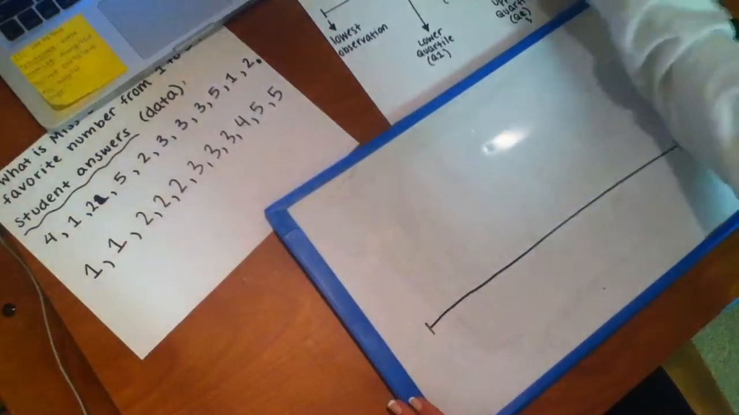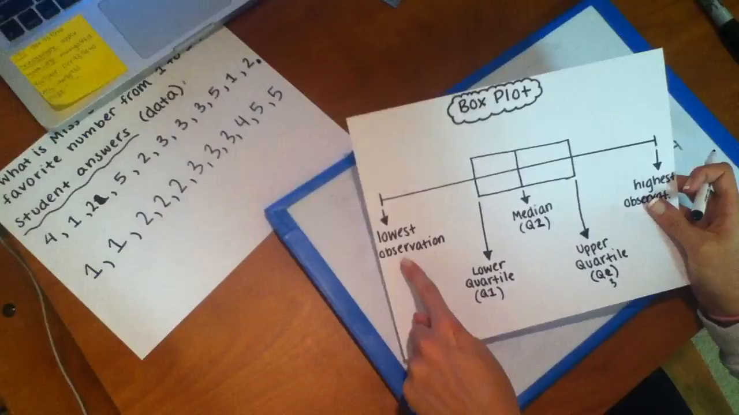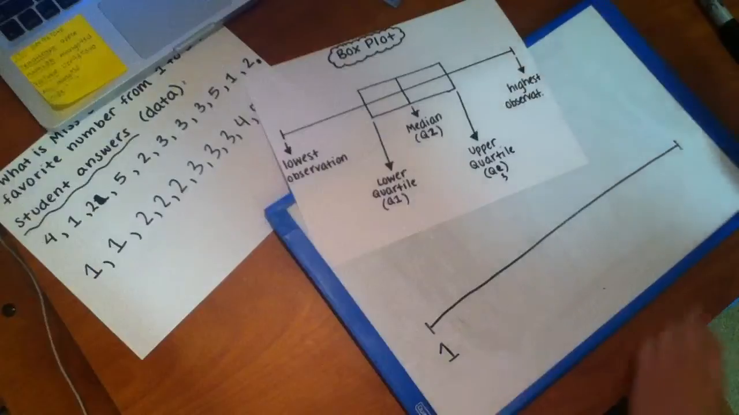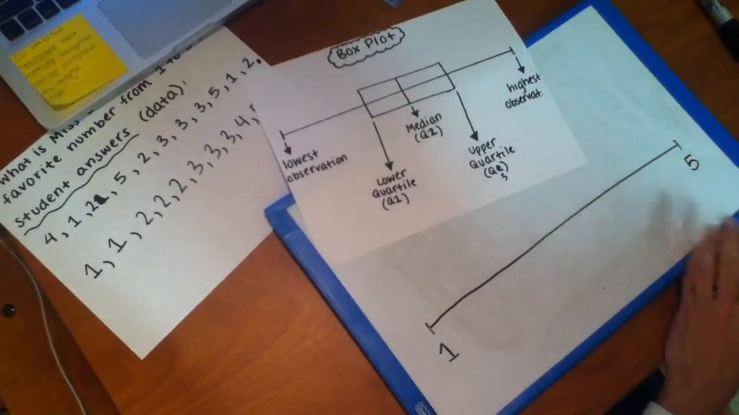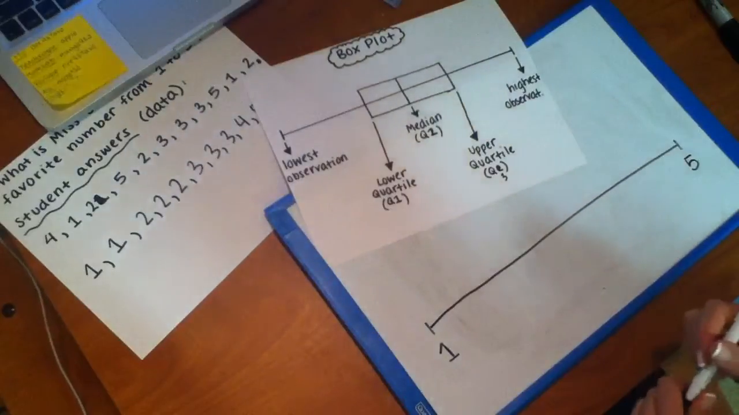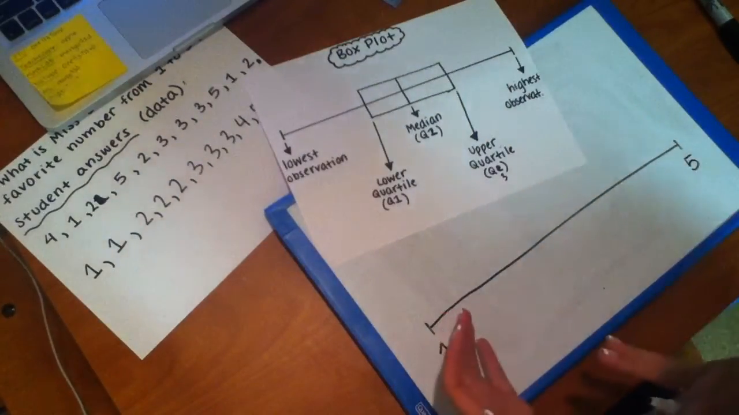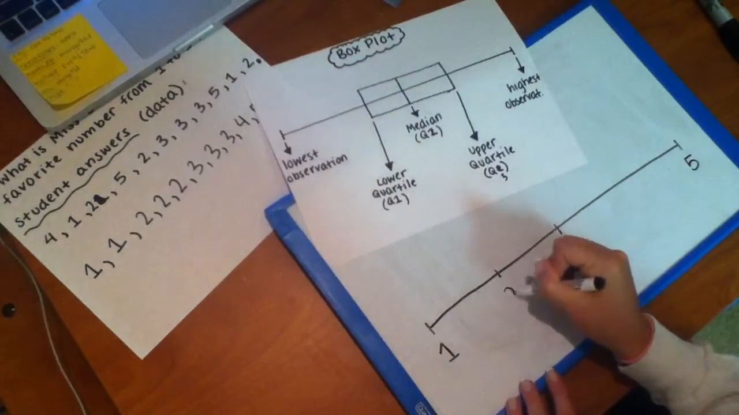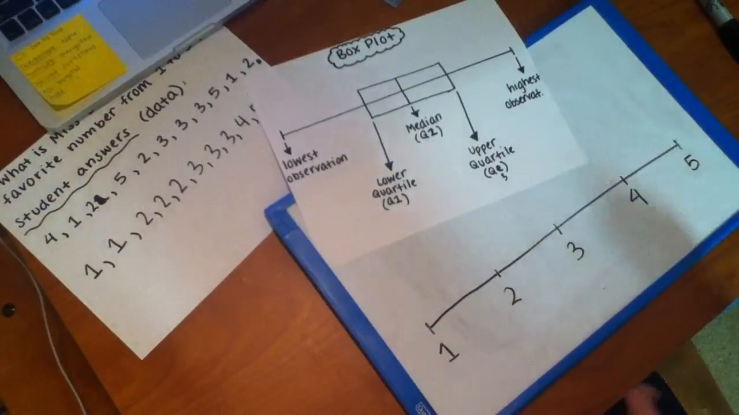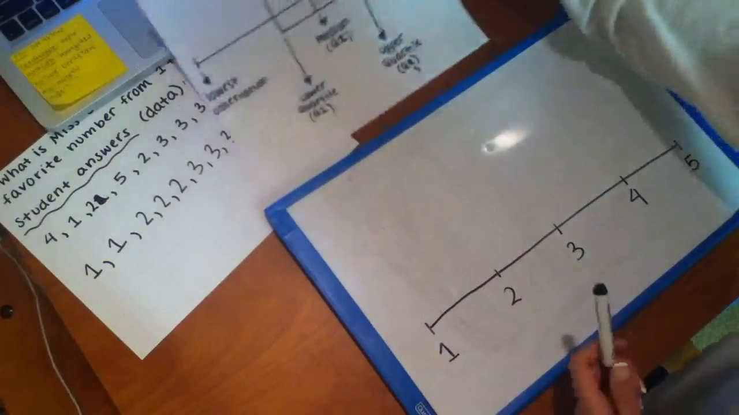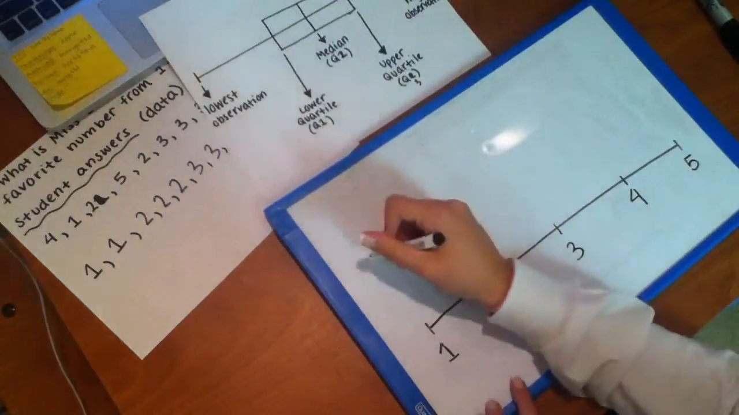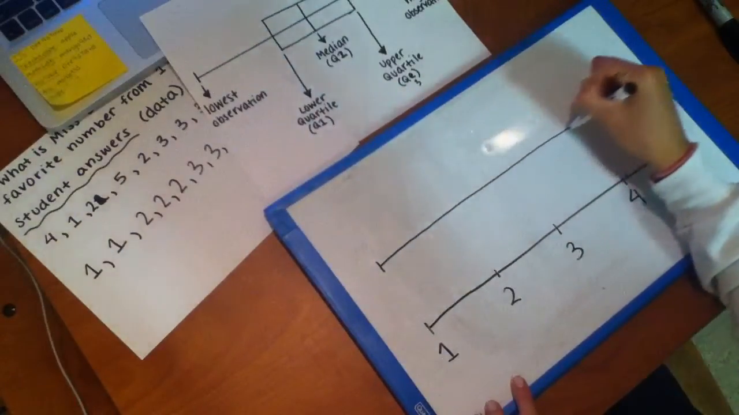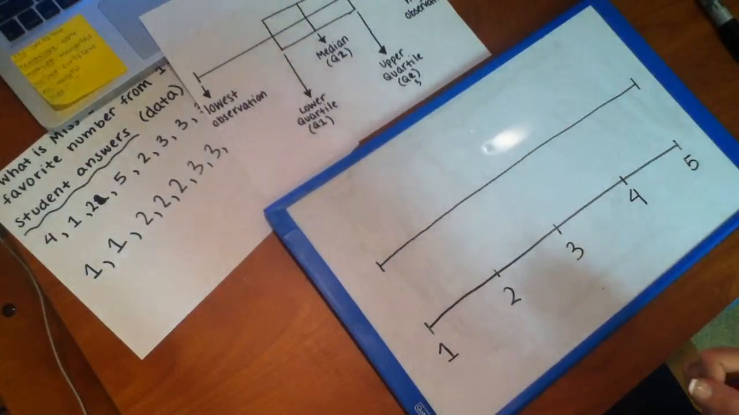And so the first point of our box plot, if we're referring back to the paper, is our lowest observation, which is number 1. Our highest observation is 5, because the students only had choices 1 through 5 to choose from. And then if you want, you can go ahead and label the rest of it. So this could be 3, this could be 2, and that could be 4. Now your next thing to do is to draw another line that's equivalent to that line, right above it. And then this is where our box plot's going to go.